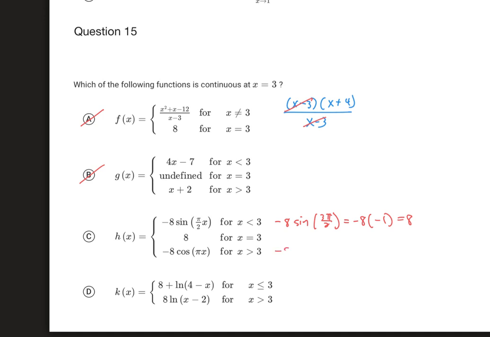If they all equal each other, then it's continuous. So let's plug it into the bottom. Plug 3 in for x, you get 3 pi. And then cosine 3 pi is the same as cosine pi, which is negative 1. So that works. So this is the limit as x approaches 3 from the left, and the limit as x approaches 3 from the right. Those are equal, and they equal what the function equals at 3. So that means the function is continuous at x equals 3 for that one.